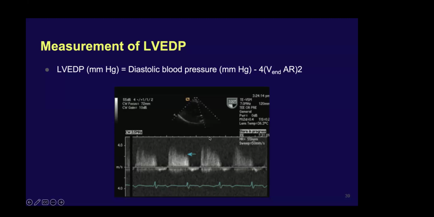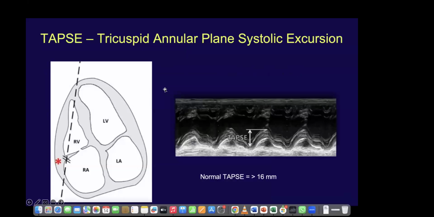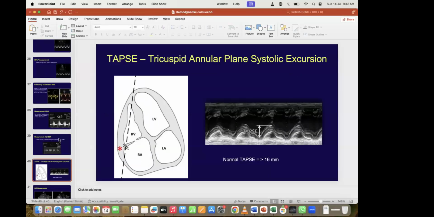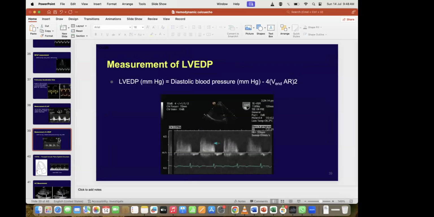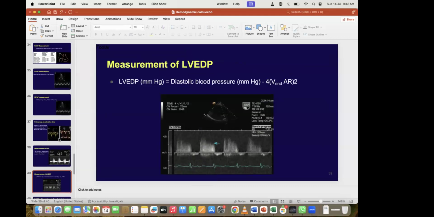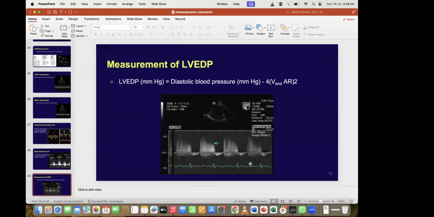So indirectly, you can say that E by E prime also can be used. Do you agree with that, Sanjeevani? Yes, sir, absolutely. And one more point I just wanted to add or suggest is that M mode for LVEF is not recommended. Strongly not recommended by ASE.